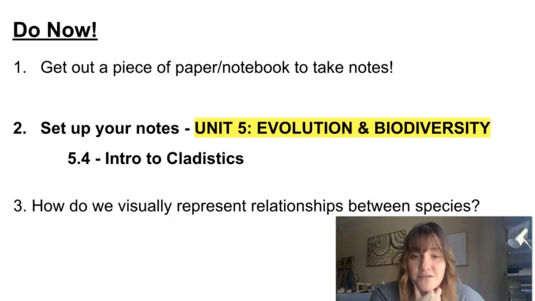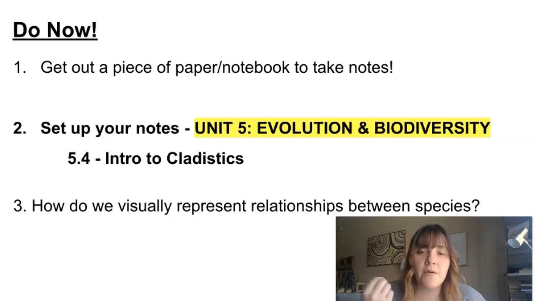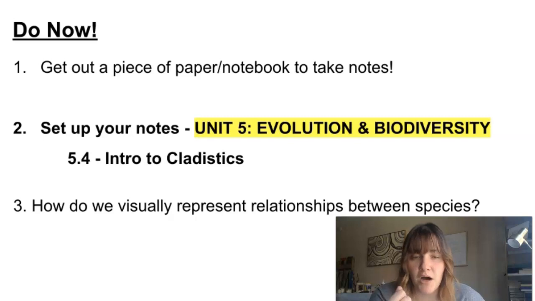This is the last lesson of Unit 5. We are talking about cladistics today. So 5.4 Intro to Cladistics. And then I want you to think about or write down how do we visually represent relationships between species? You've seen cladograms before, even if you can't put the name to the picture. But I want you to think about how we visually represent those relationships between species. Pause, write a couple ideas down, then come back.